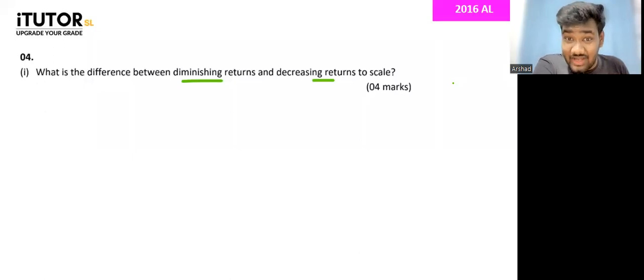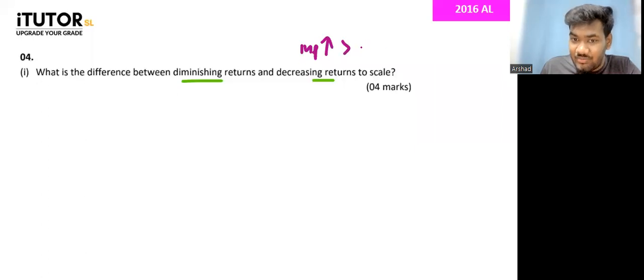Decreasing return to scale is where, when the firm is in the long run and it increases its inputs, its output is increasing by a lesser percentage, right? That is what you call decreasing return to scale. In the long run, you increase your input, but your output increases a very little. That's what you call decreasing return to scale.